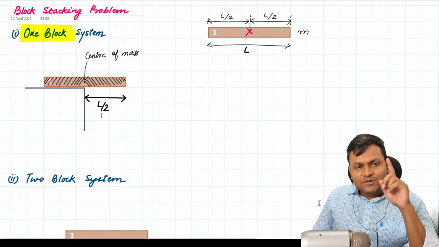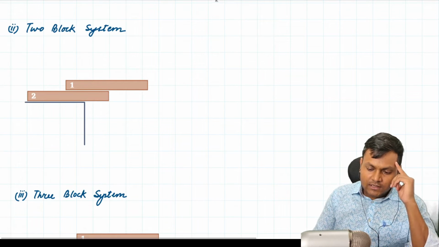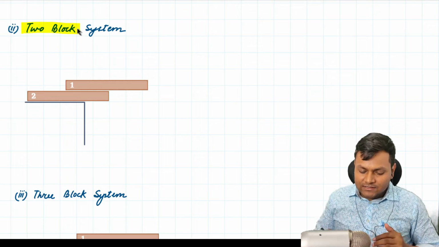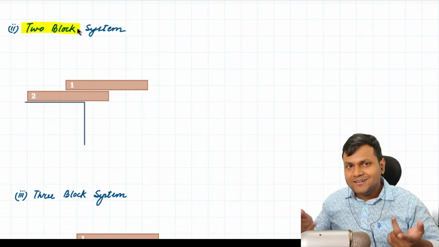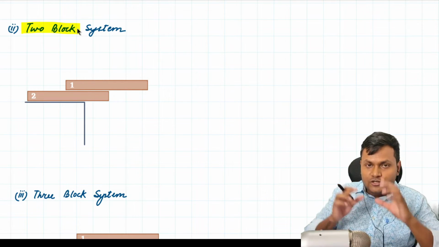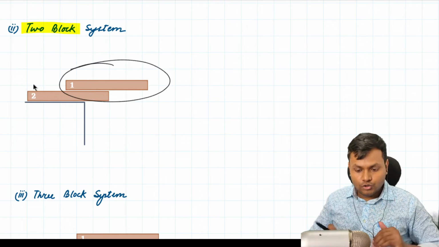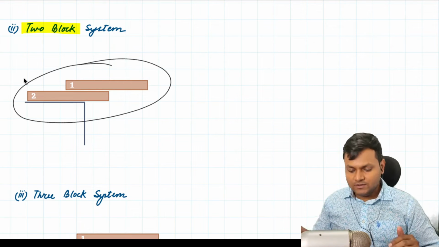Now let's go on to the second system, which is a two block system. When we have a two block system, first of all, I want to balance block 1 over block 2. That's obvious. But I also want to balance the combination of block 1 and 2 over the table.